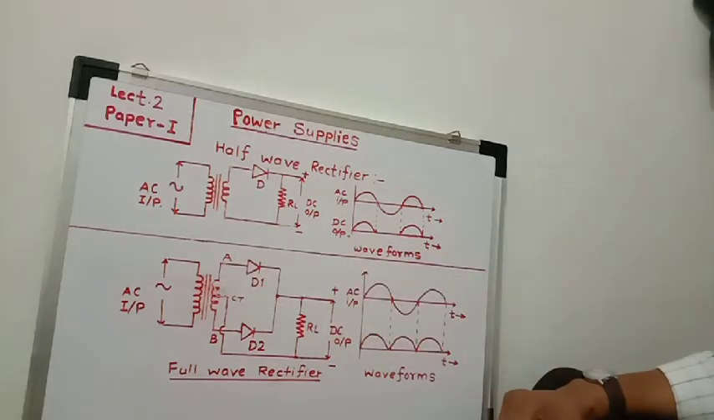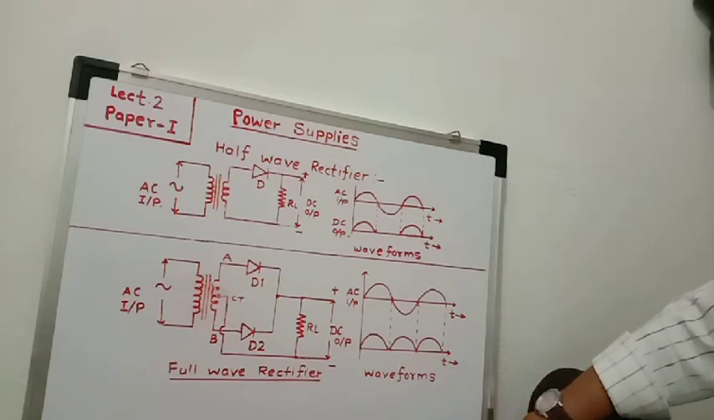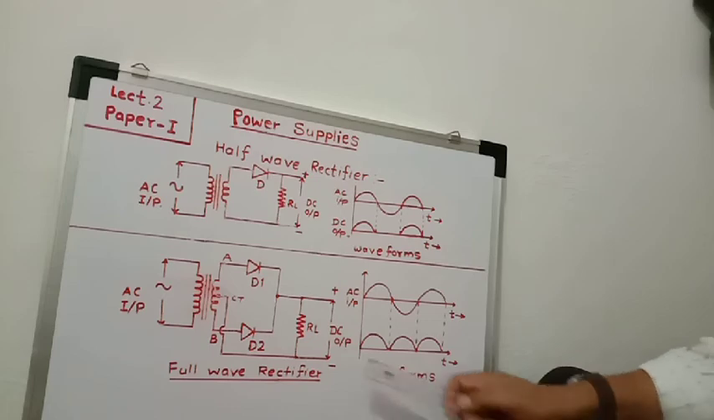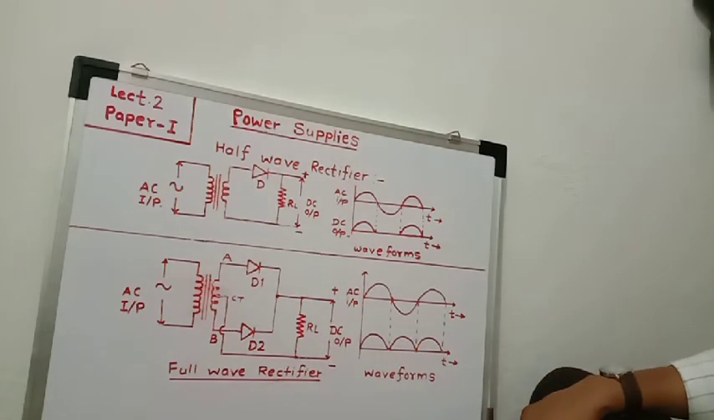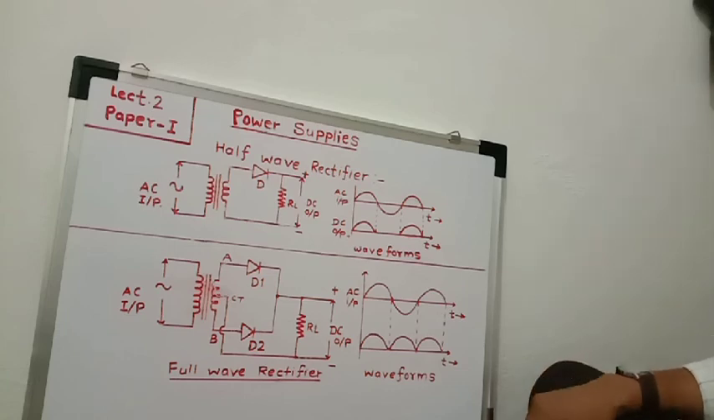So PIV is equal to 2 Vp, and the maximum efficiency of the center tapped full wave rectifier circuit is 81.6% and the ripple factor is 0.48. Okay, so we will stop here.